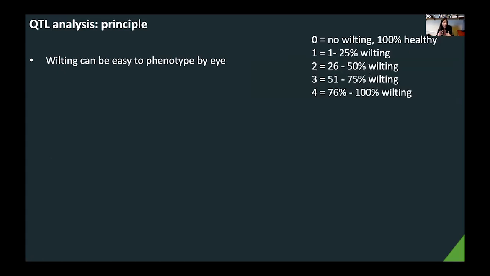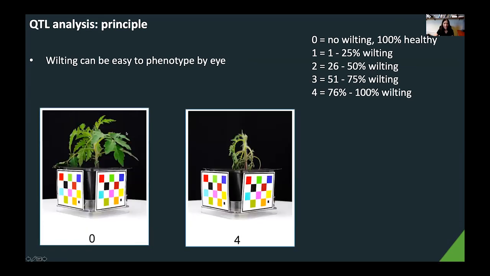So wilting can be really easy to phenotype. Traditionally, it's phenotyped on a scale of 0 to 4, when you look at the percentage of leaves on the plant that have wilted, where 0 is equal to no wilting, your plant's 100% healthy, and then 1 through 4 are increments of 25%, where 4 is a plant that is 76 to 100% wilting, pretty much dead or on its way to dying. And so if you give people images, this is pretty clear on the ends of the spectrum, right? I think just about everybody would agree that this is a 0, and just about everybody would agree that this plant is a 4.